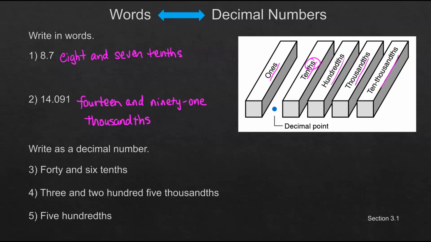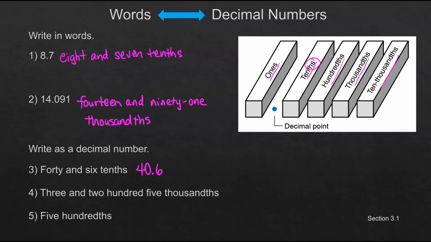Okay, so for the next three, numbers 3, 4, and 5, we're going to write these as decimal numbers. We have 40 and 6/10, so that's 40, and then the decimal point, and the 6 is in the tenths place. So that's 40 and 6/10. We say "and" for the decimal.